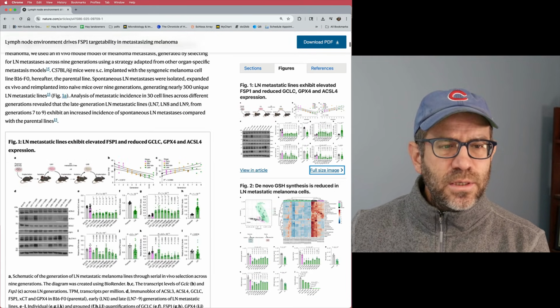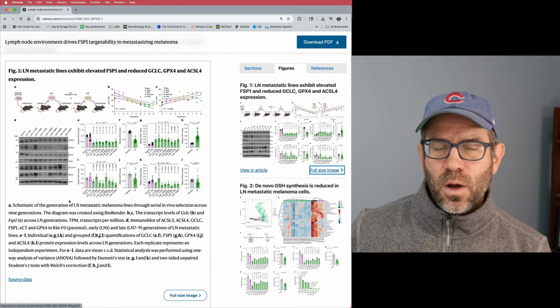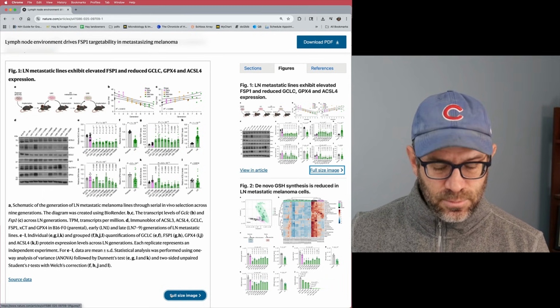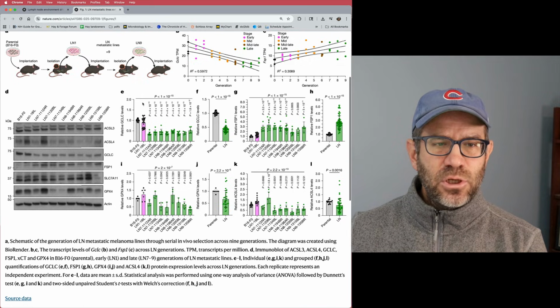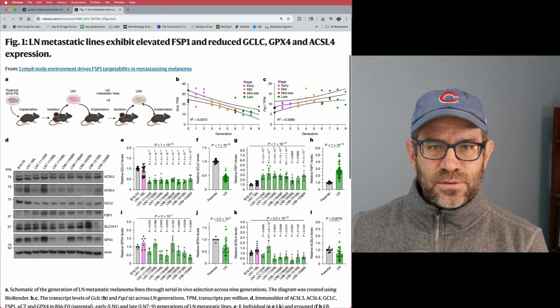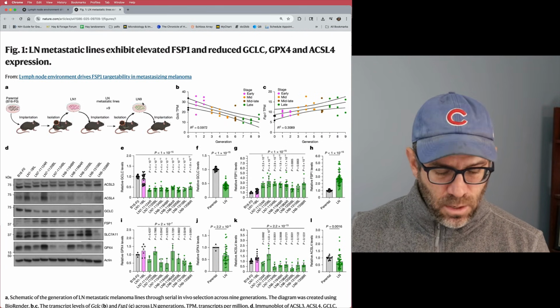As we read through this article, well, here is figure 1. If you want to see a full-size image, you can click on that link, and then you see a full-size image. And it is quite large at this scale, right?